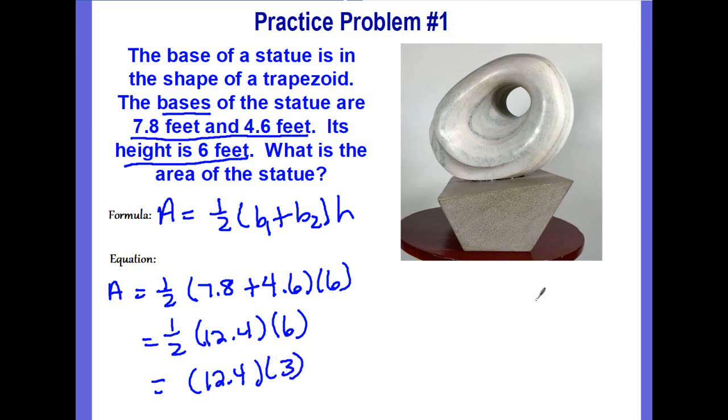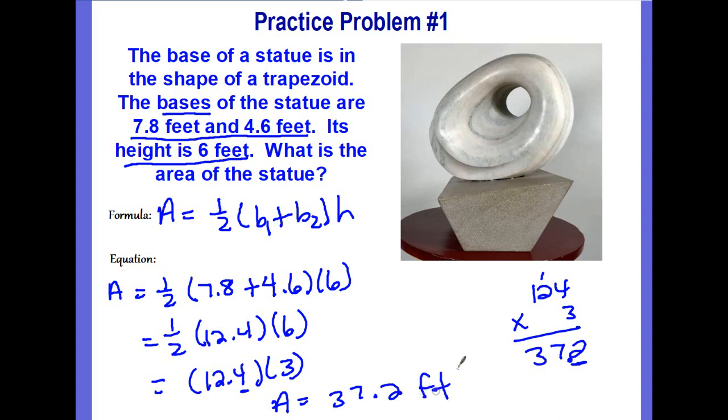So I'm going to come off to the side, take out my decimal, multiply whole numbers. 124 times 3, 12, 6 plus 1 is 7, 3, 372, and now I need one decimal place. So my area is going to equal 37 and 2/10 feet squared. And that is my answer.